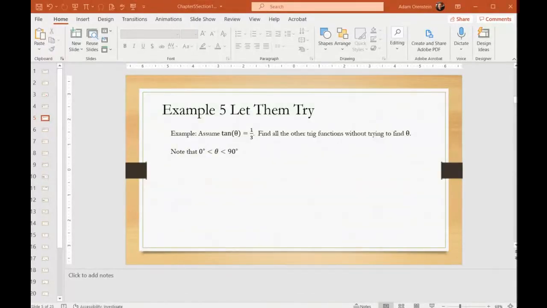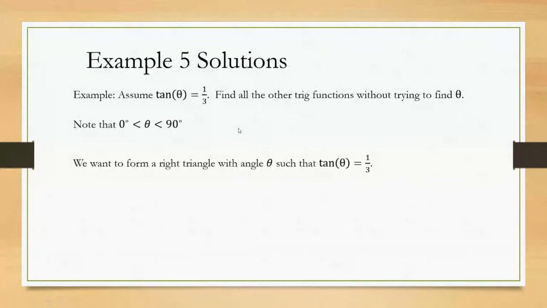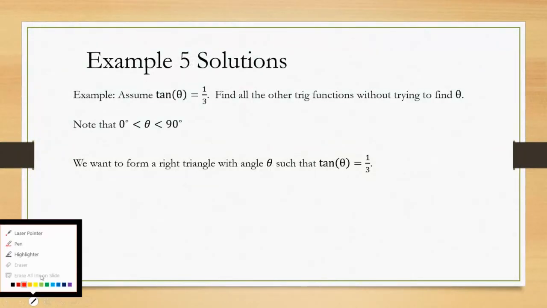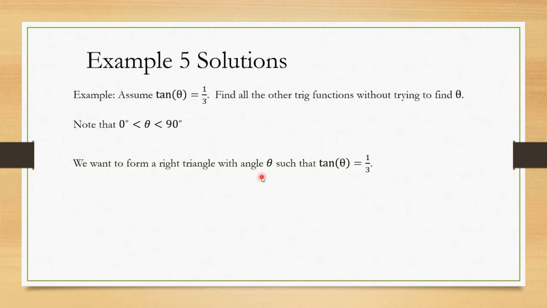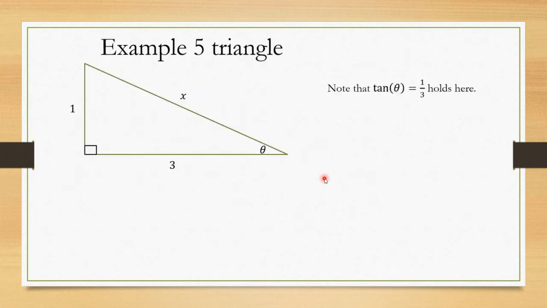Okay, so this one is a little bit different, but again, it's really the same idea. Here, what we have to do, just like before, is make a right triangle where the angle theta is in it, such that tangent of theta is a third. That's what we want to happen.